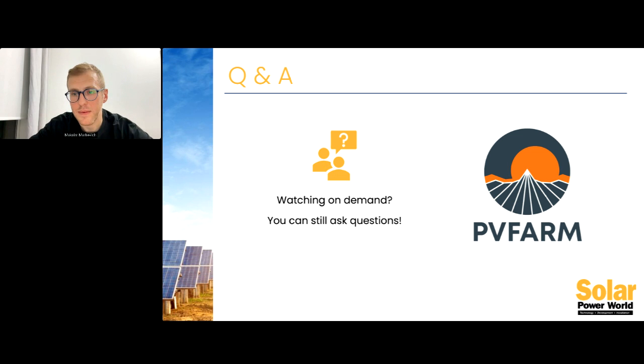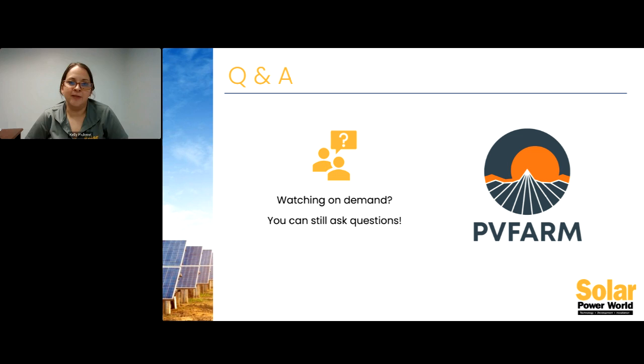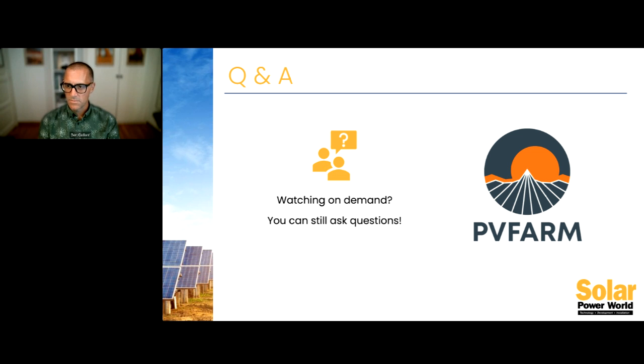Someone is wondering, is the best way to analyze whether the site could benefit from terrain following trackers just to run examples in PVFARM, or is there a way to analyze the site's slopes in some other way without equipment placed? Ben, Max, you want to take this one? Yeah, I can. Yeah, absolutely, go for it.